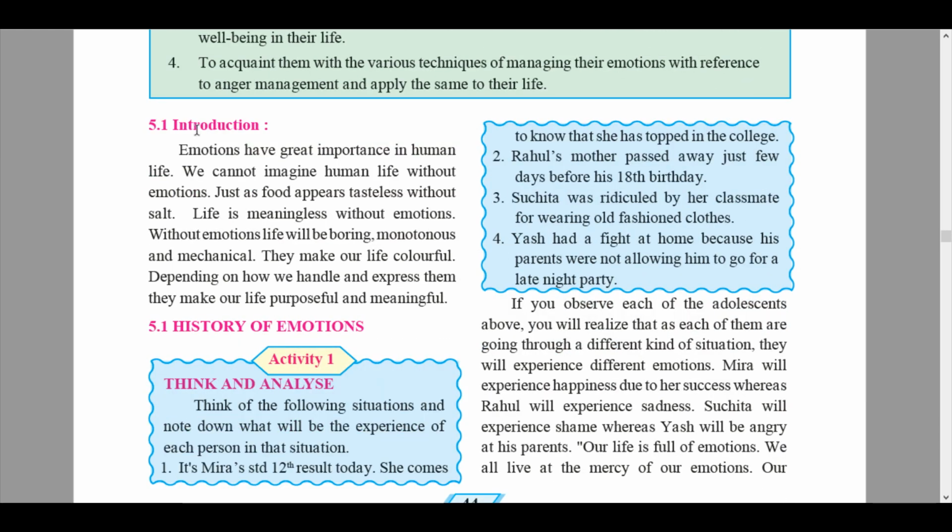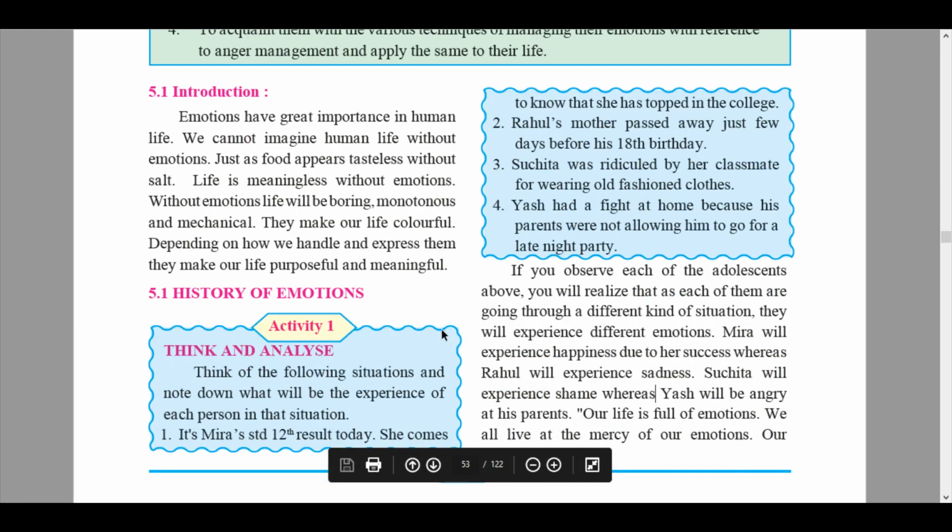So here again, 5.1 only, history of emotions. For this, activity 1 is important so that we'll understand the text or the concepts given here. So activity 1, think and analyze. Think of the following situations and note down what will be the experience of each person in that situation.